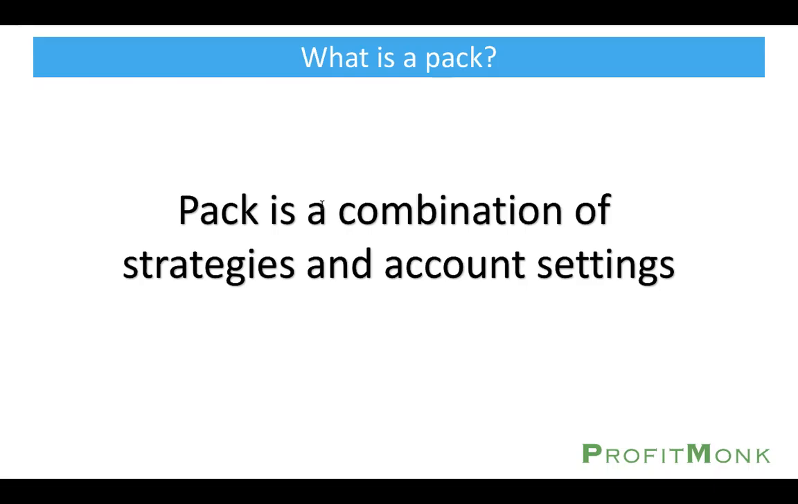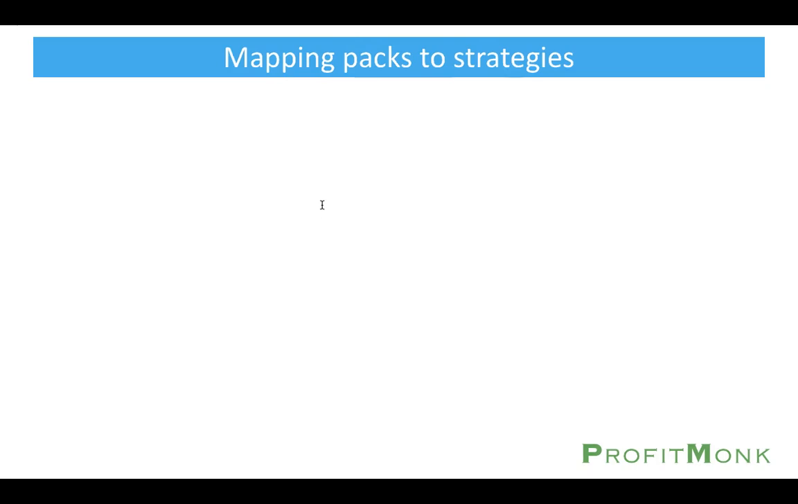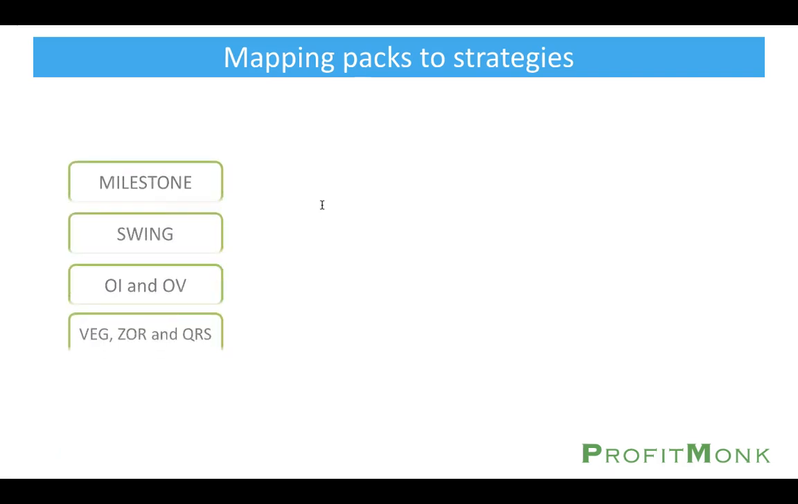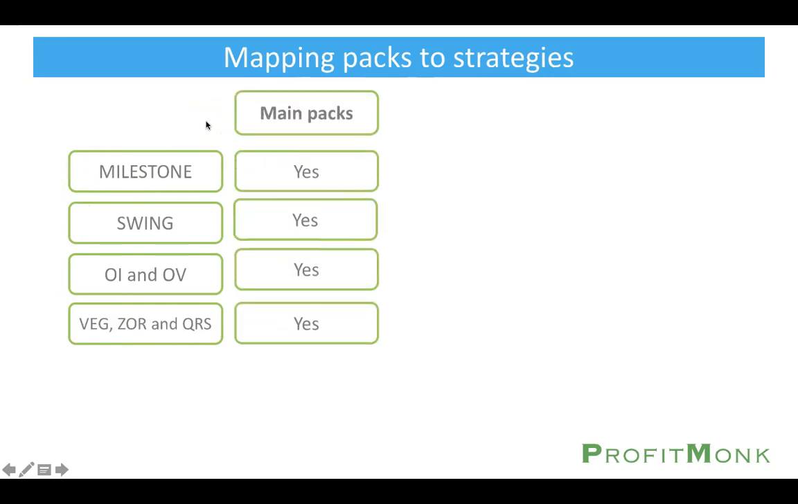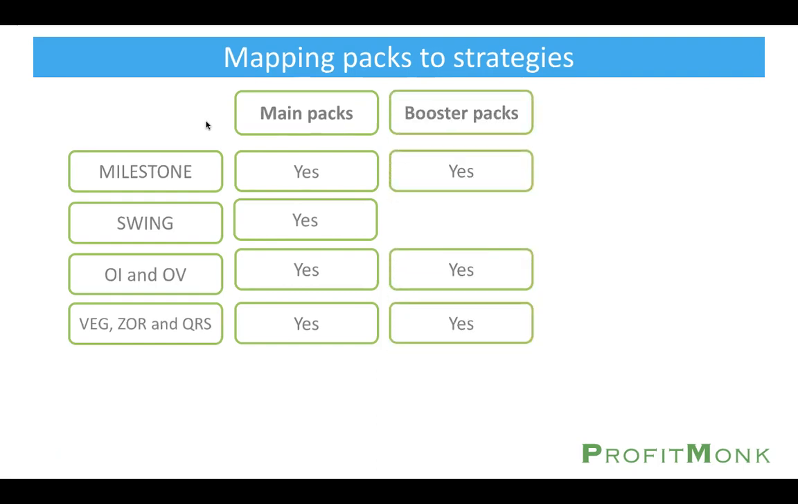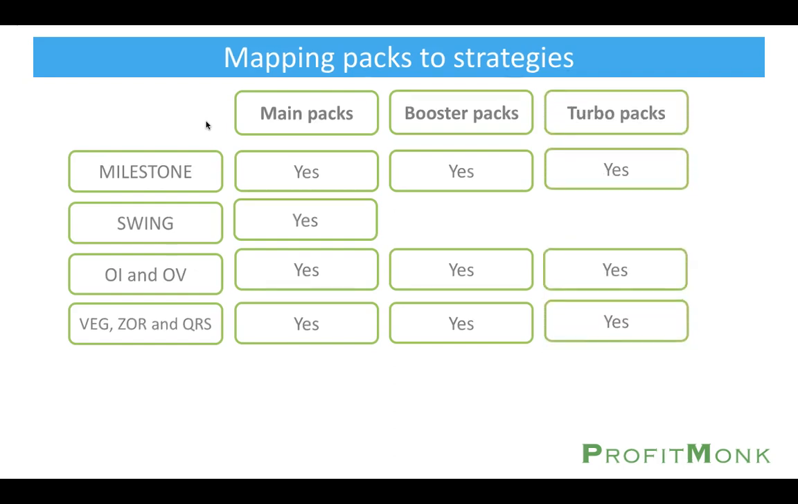So now going just a little bit deeper into the pack. How do packs map to strategies and account settings? You remember, these are, let's say, some different classes of strategies we have. Main pack uses most of these strategies, a large combination of these. Booster packs uses some of them. Swing, it doesn't use as much, others it does. And similarly, turbo pack also utilizes a different set of strategies.